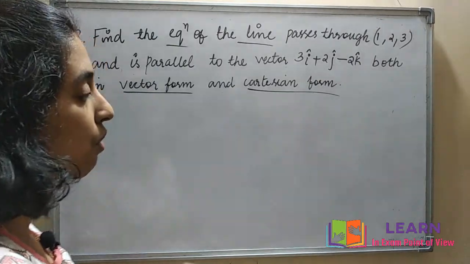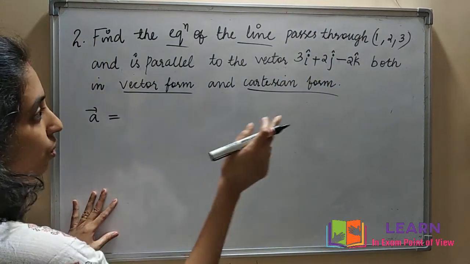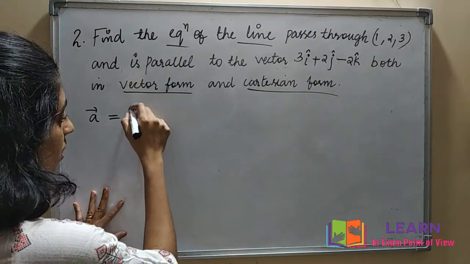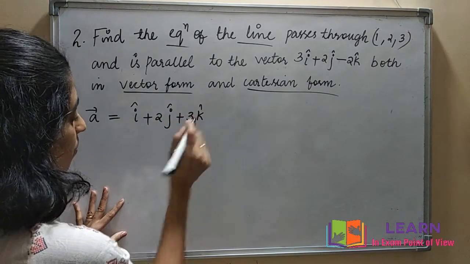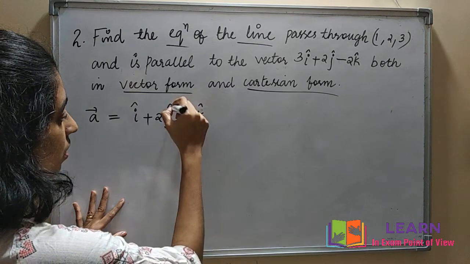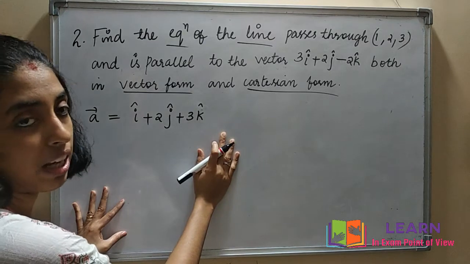Fine. So first of all, write down the vectors. The point is given as 1, 2, 3. So you can assign it as an A vector. So i vector plus 2j vector plus 3k vector. That is 1, 2, 3, the point. You can write it as a vector A.